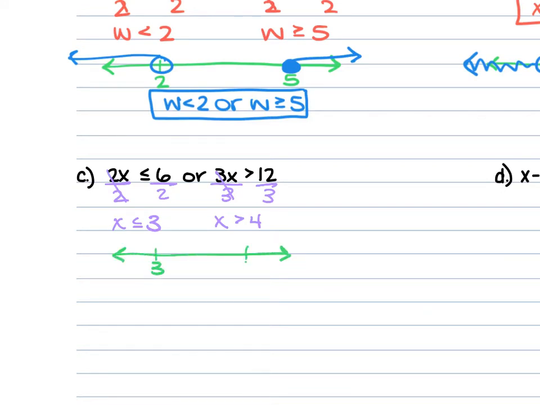We're going to have a 3. We're going to have a 4. Closed circle on 3. Open circle on 4. Those signs point away from each other. So we're going to draw our line away from each other. And then our compound inequality for this one would be x is less than or equal to 3 or x is greater than 4.